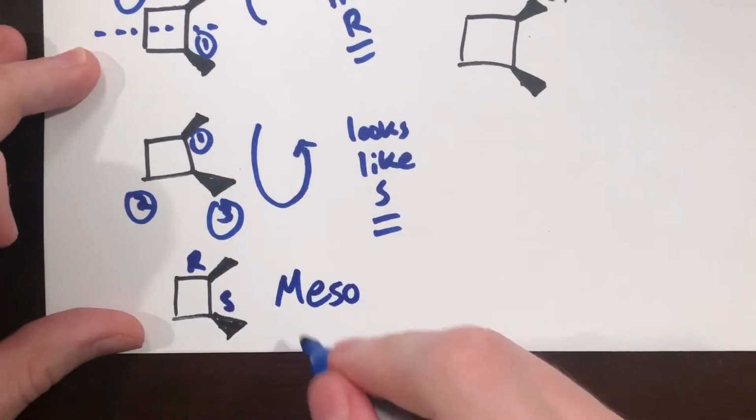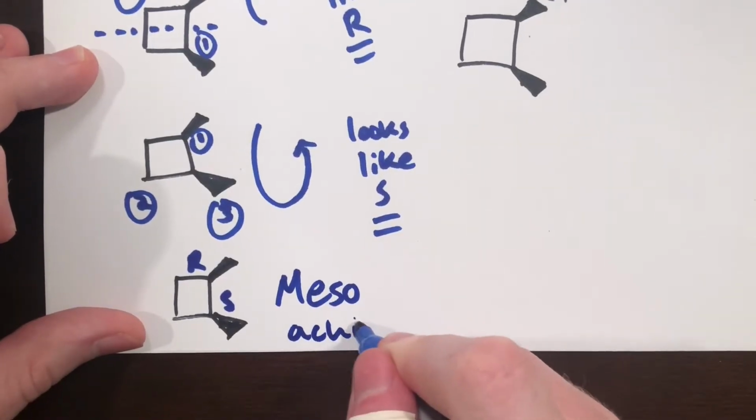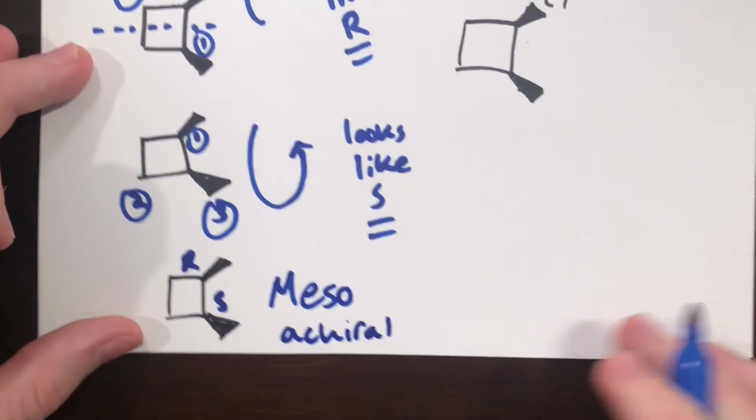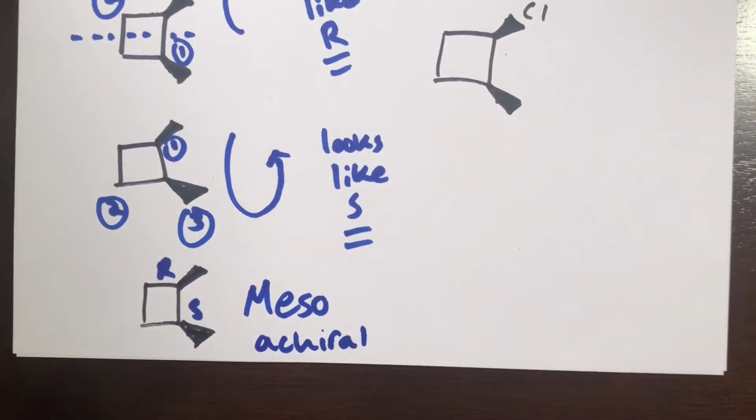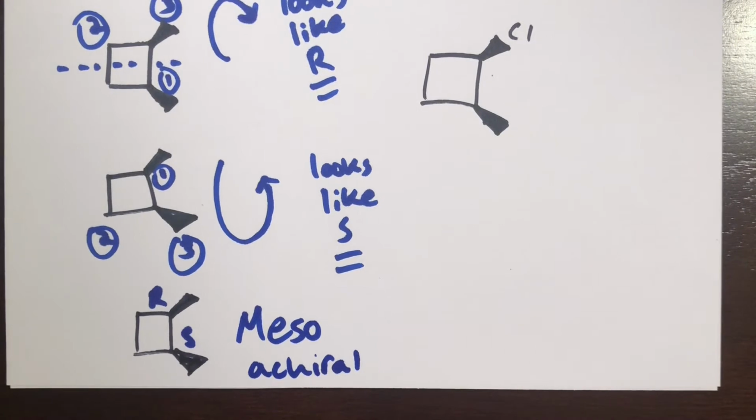And meso compounds are achiral. So this is not a chiral molecule. It can only be classified as meso and nothing else. It has chiral centers, but it is not chiral as a molecule. So that is a nuanced idea that is a little bit different.